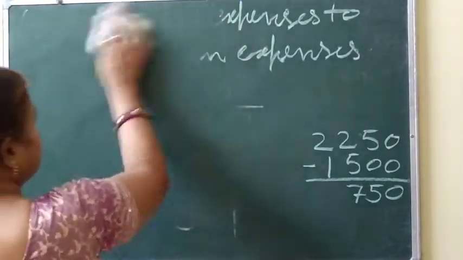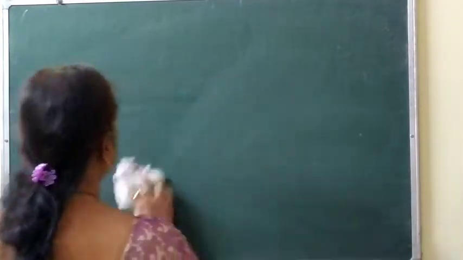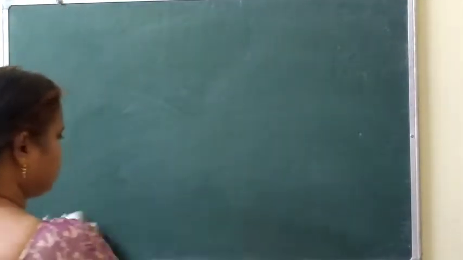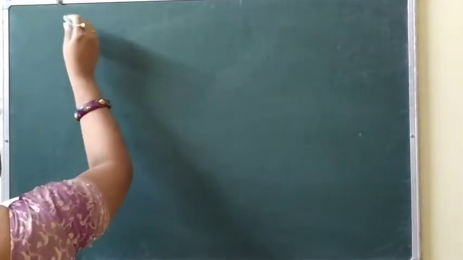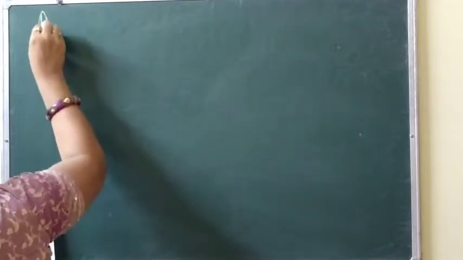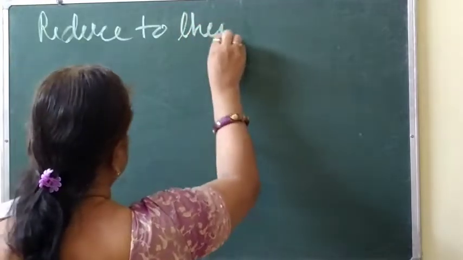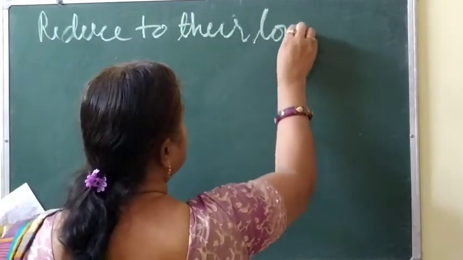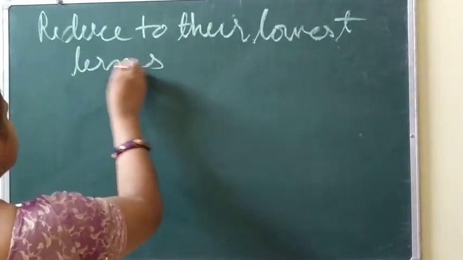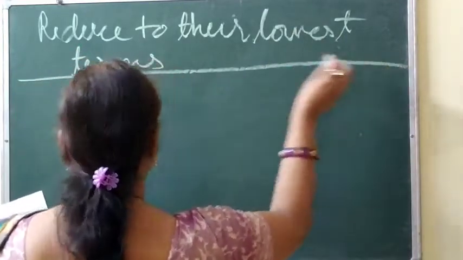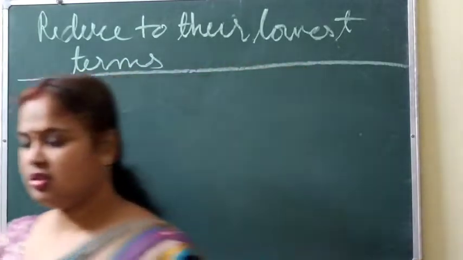Clear? Next question. Now we don't need this data, so it's better to rub it so that we can get enough place. Now next: reduce to their lowest terms. Okay, this is the question, and many subparts are here. So one by one we will solve the subparts.